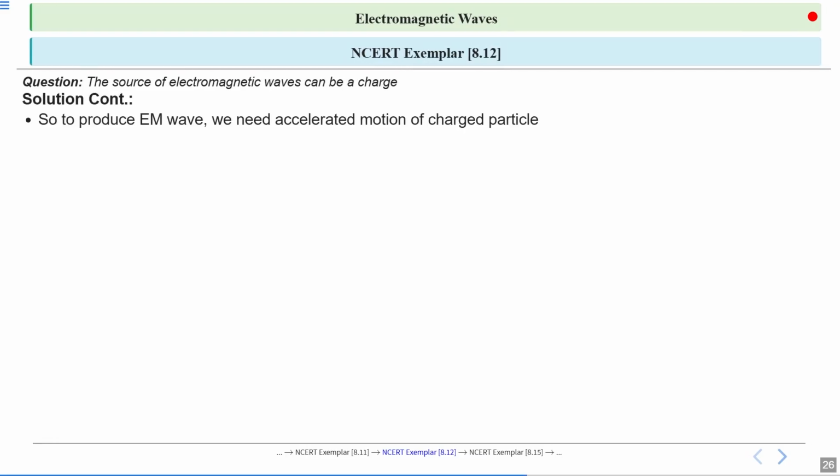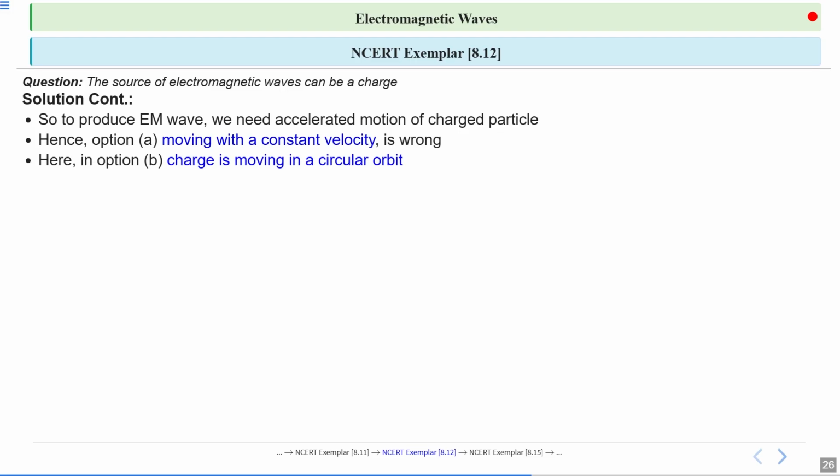So to produce the EM wave, we need the accelerated motion of charged particles. So out of the given options, in which option is charge being accelerated? Option A, moving with constant velocity, is wrong, because a charge moving with a constant velocity produces a static magnetic field. That is not the case for an electromagnetic wave.